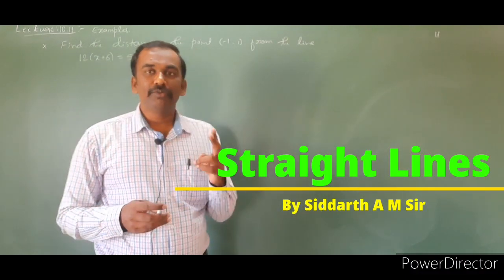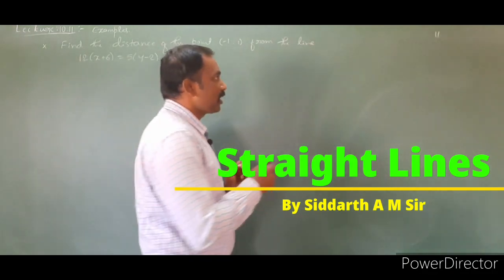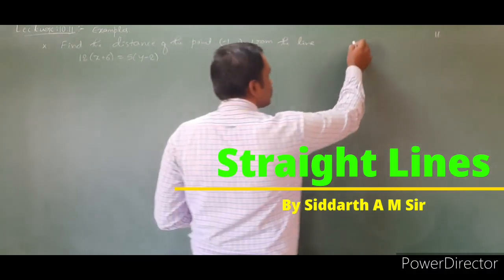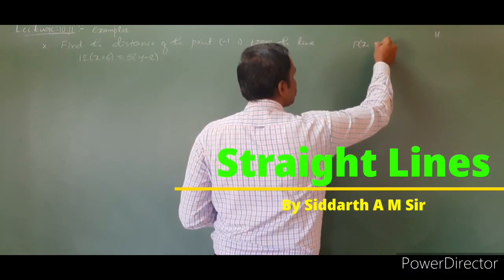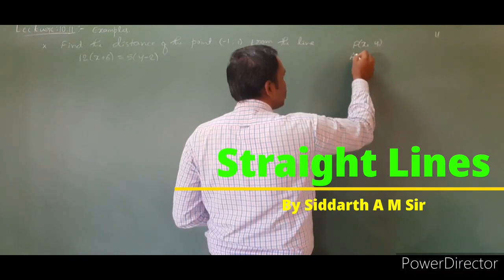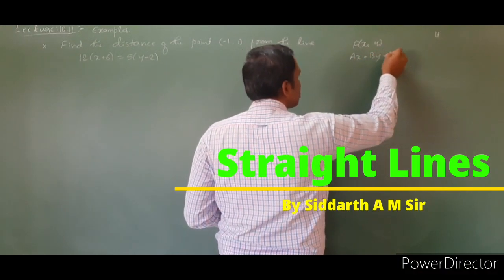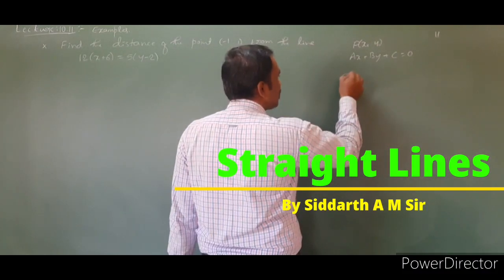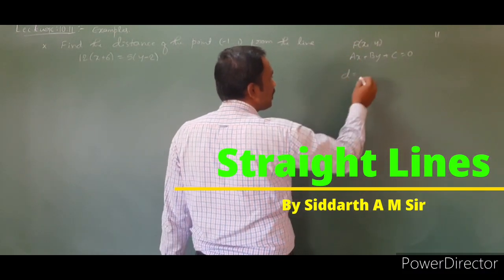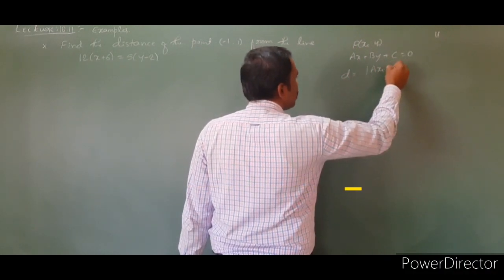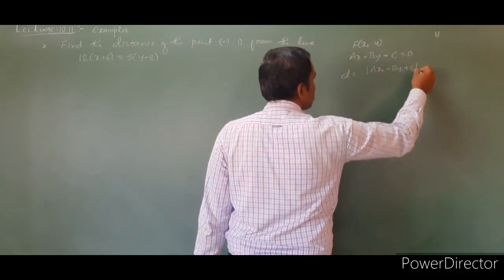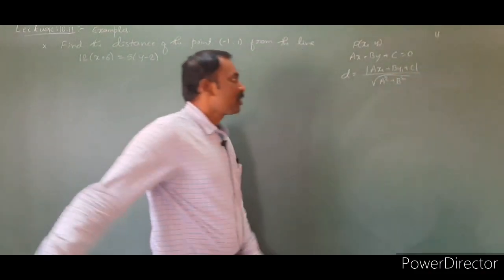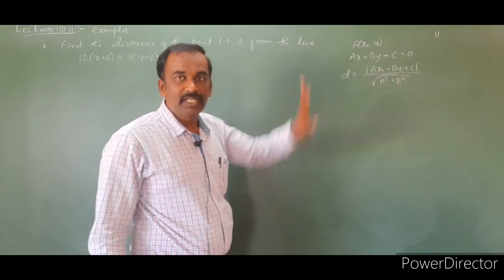In a previous video, you have taken the two derivations. What are the two derivations? One is the distance of a point from a line. Suppose the point has the coordinates x1, y1, and it is some distance from the line ax plus by plus c is equal to 0. In this case, what is the distance of this point from this line? Mod of ax1 plus by1 plus c divided by the root of a square plus b square. This is the distance of the point from the line.